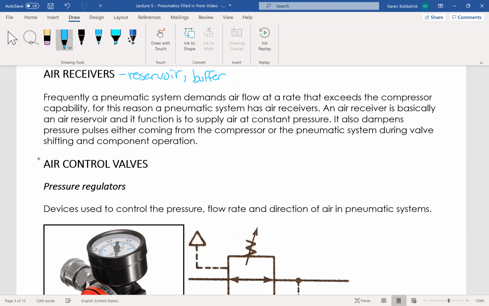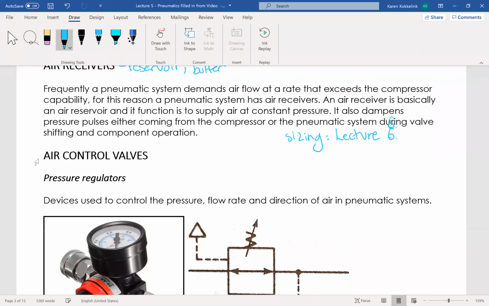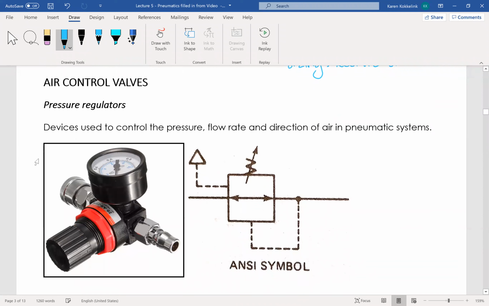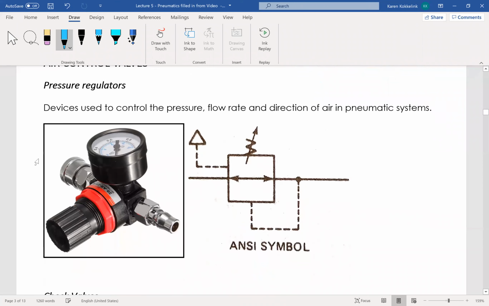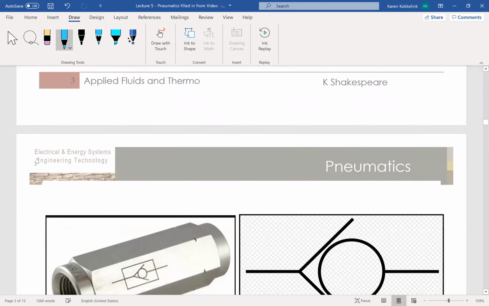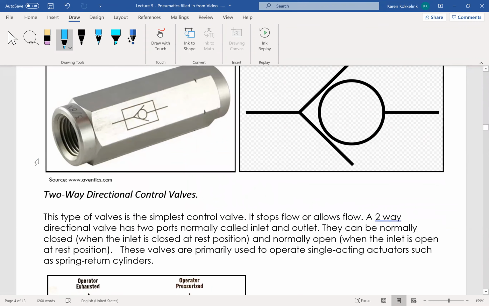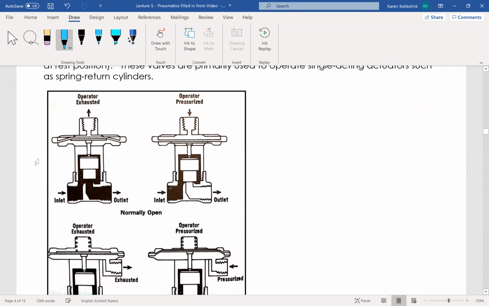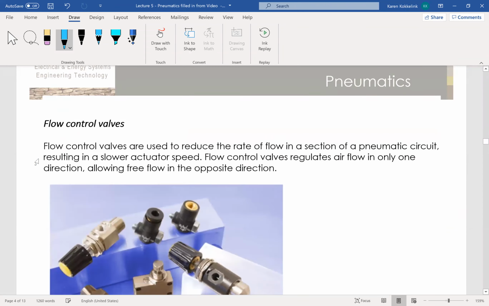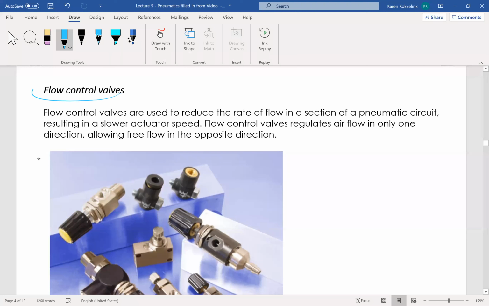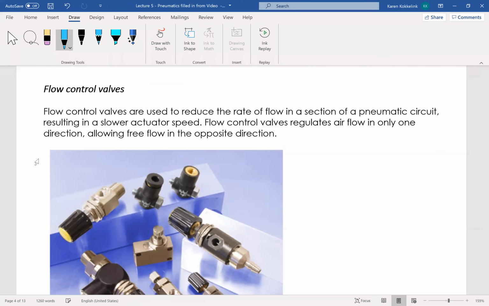And we'll do some calculations about sizing of air receivers, and that'll be in lecture 6, next week's lecture. You should be familiar with control valves like pressure regulators from your lab, and check valves. So in your lab, you should get familiar with these types of components. But if you're not familiar with them, you can do a quick image search or a quick YouTube search about what these valves do.